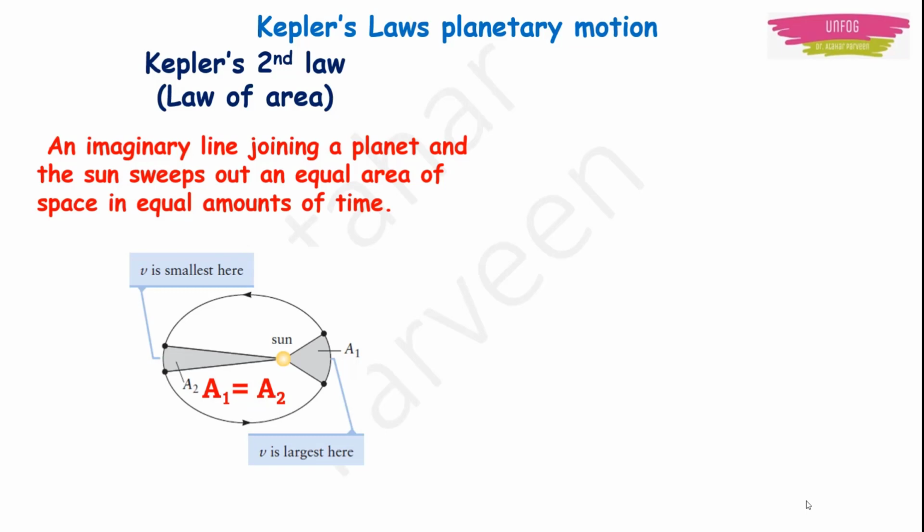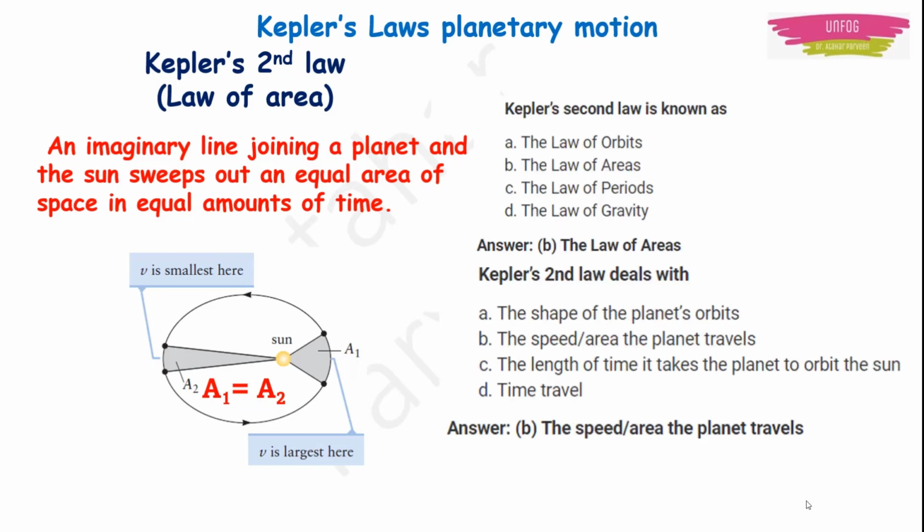So questions based on this could be like this. Kepler's second law is known as the law of areas. Or they can also ask like this: Kepler's second law deals with speed, area, the planet travels. Okay.